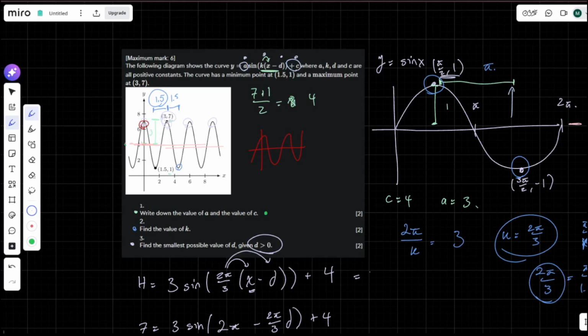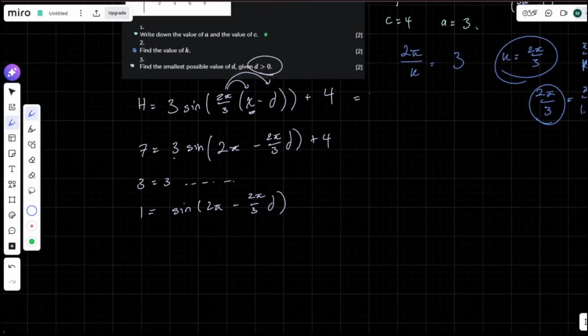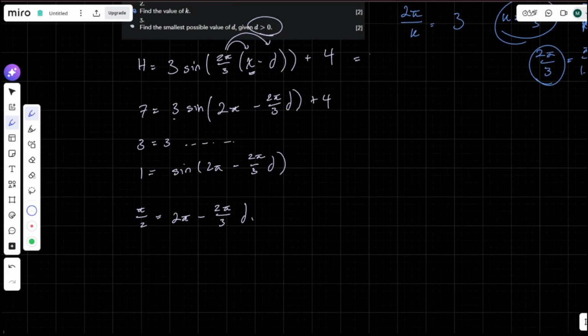I know pi over 2 or 90 degrees will work, possibly because I have it memorized, but certainly because I've sketched it, I know that this is true. So, how do we solve this? Well, just some simple arithmetic, really. If I subtract 2 pi, I can do the whole fraction subtraction thing, but this is going to end up being minus 3 pi over 2 equals minus 2 pi over 3d, just like that.